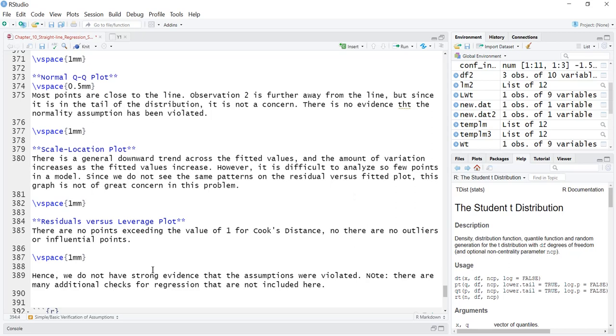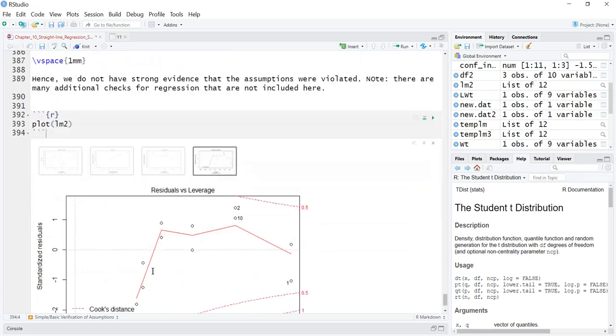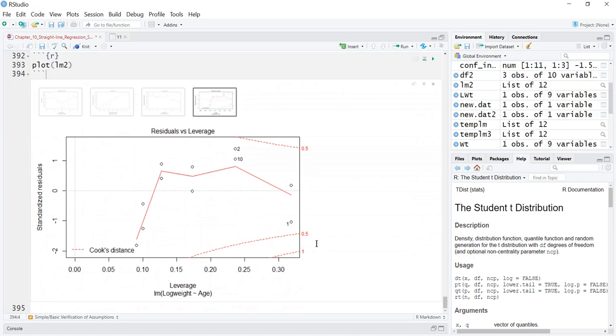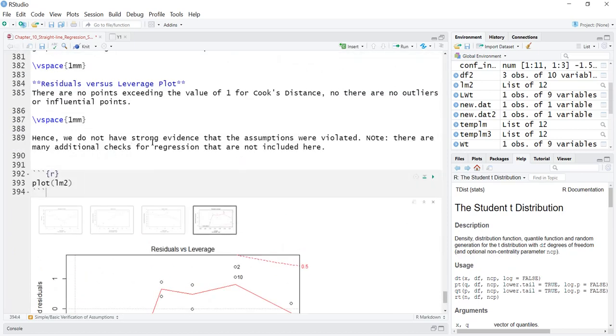analysis here, so please take a look at it and read through it so that you understand what's happening. I've not put a summary here, but I did put a summary: we do not have strong evidence that the assumptions were violated. I say, note, there are many additional checks for regression that are not included in this course. You would want to take Stat 325 Applied Regression to get those.